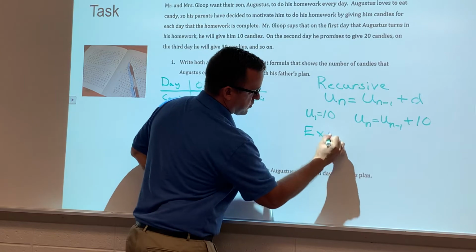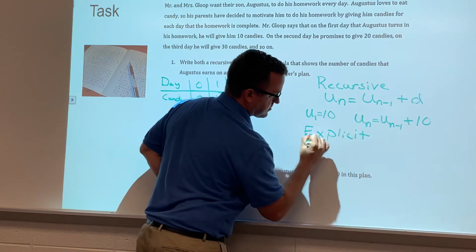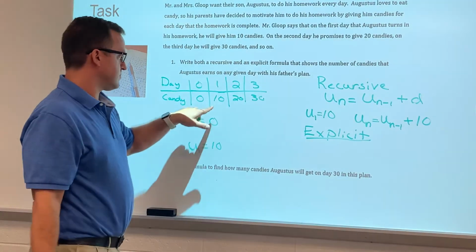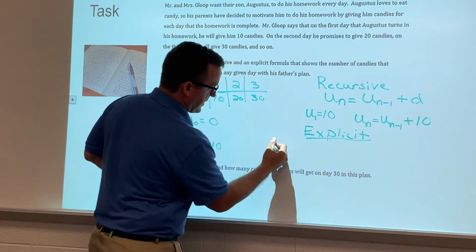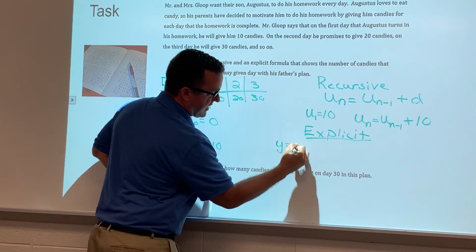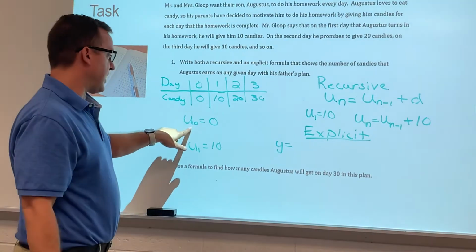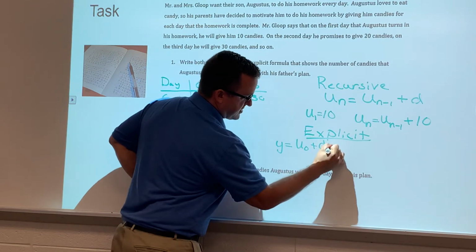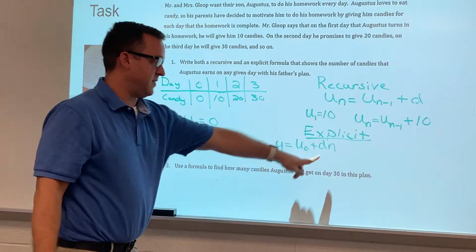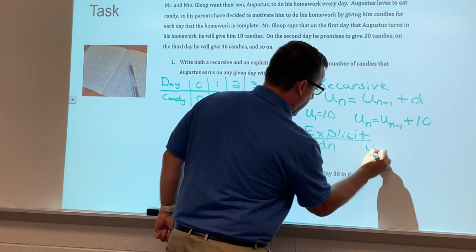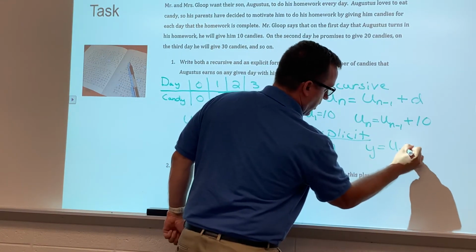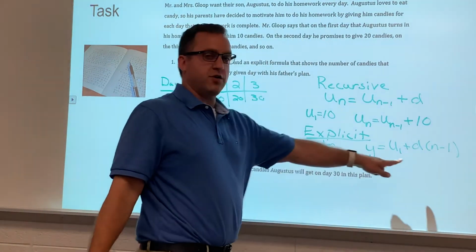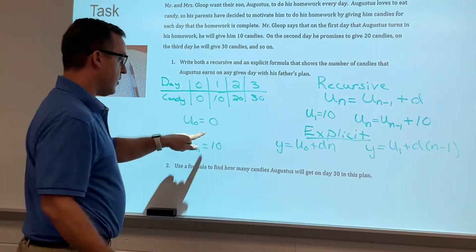And now let's write our explicit formula. For our explicit formula, you have two choices. If I want to start at u sub 0, you can write y equals u sub 0 plus d, the common difference, times n, the sequence term. Or you can write y is equal to u sub 1 plus d times n minus 1. So we could do two versions of the formula, and we'll write them both.